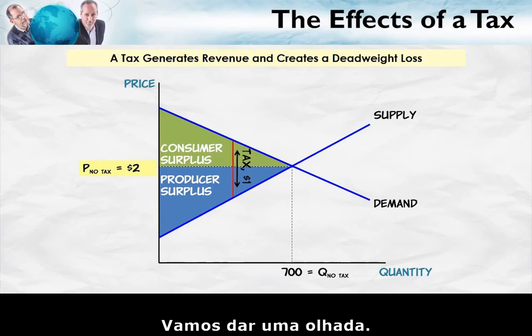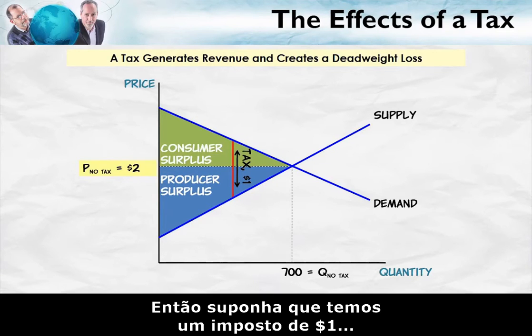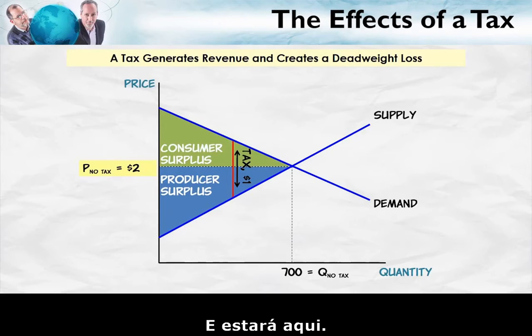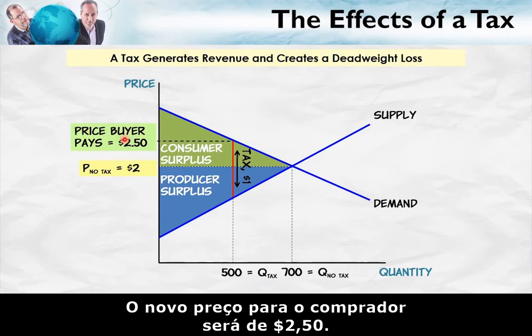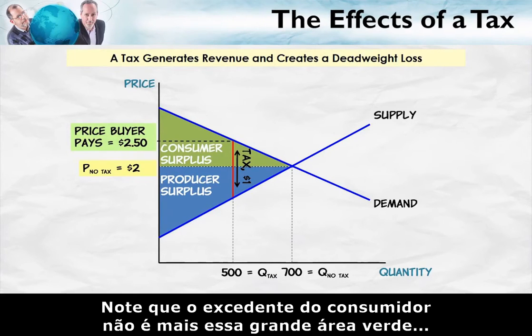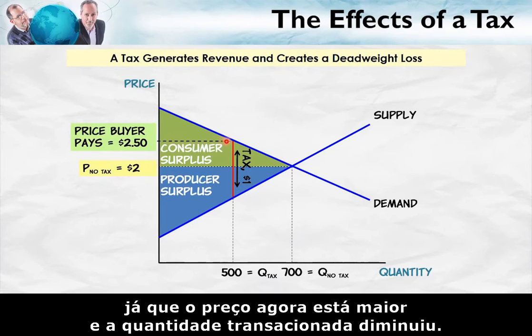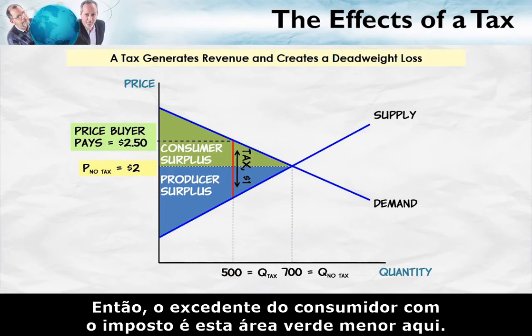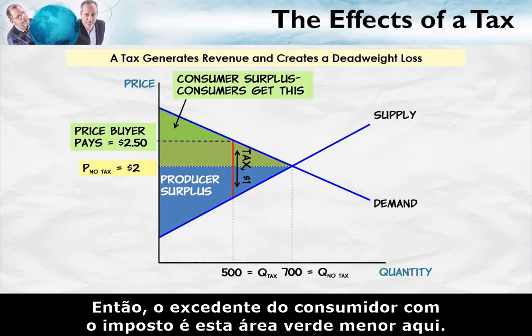Let's take a look. So suppose we have a tax of $1, and using our wedge method, we can find what the new price is going to be for the buyers. It's going to be here. So the new price for the buyers is, say, $2.50. Notice now that consumer surplus is not this large green area, since the price is now higher and the quantity exchanged has fallen. The quantity exchanged falls from 700 units to 500 units. So the consumer surplus with the tax is this smaller green area here.